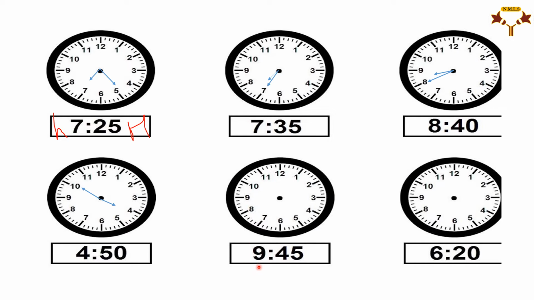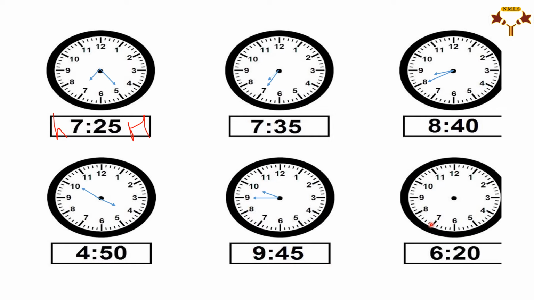The next one. Here we have 9 in hours and 45 in minutes. At first, we will draw shorthand between 9 and 10. Okay, and we'll draw longhand at 9 to get 45 minutes. Count with me. 5, 10, 15, 20, 25, 30, 35, 40, 45. Then we will draw longhand at 9 to get 45 minutes.